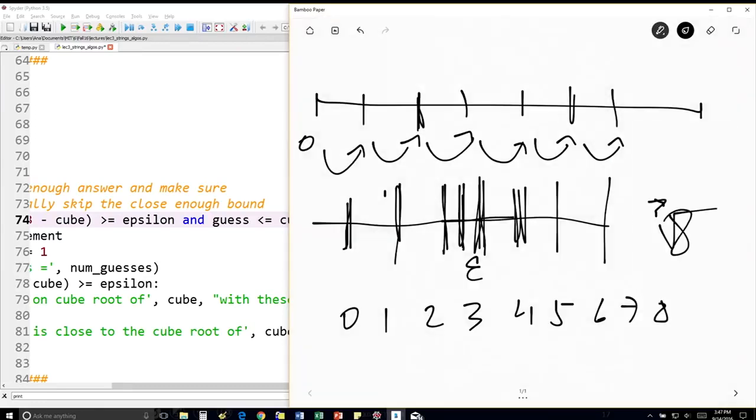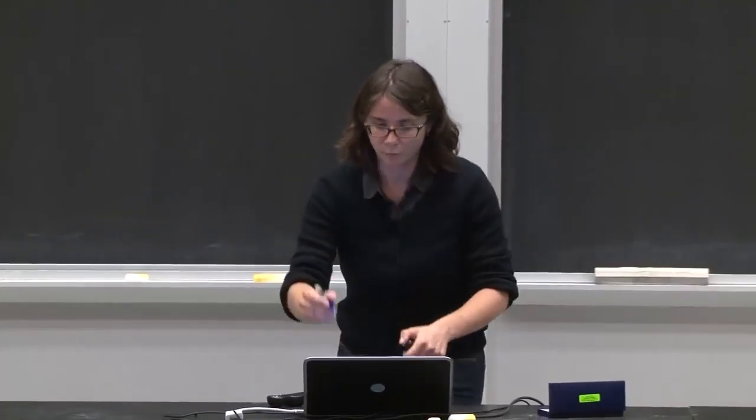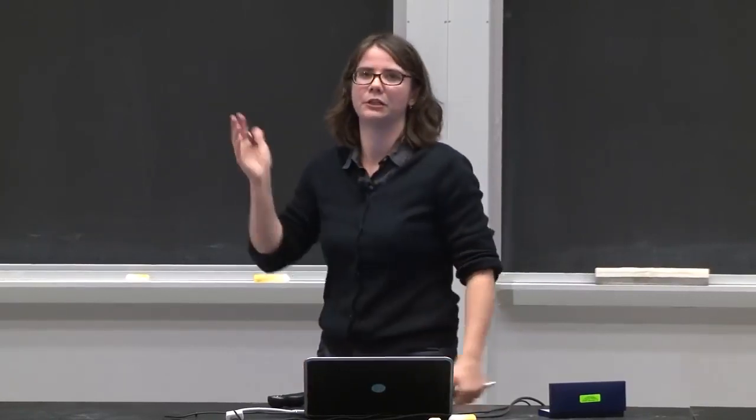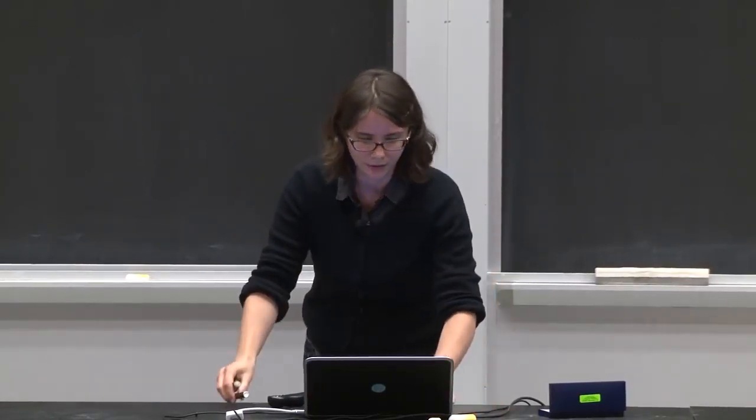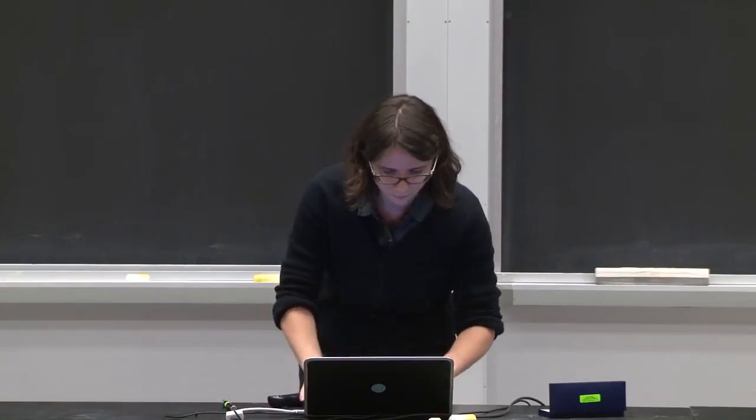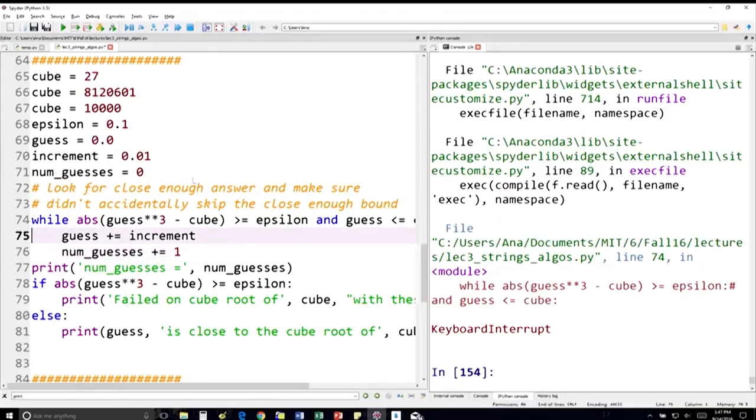Cube root of 8, right? Once I've reached 8, I'm going to stop. And it's the same thing here. So I just added this little clause that says, well, while I'm greater than or equal to epsilon, and I'm still less than the actual cube, just keep searching. But once I've reached the cube, then stop searching.